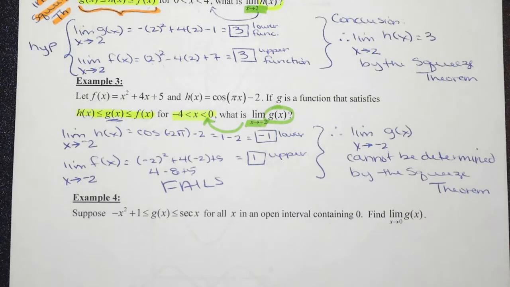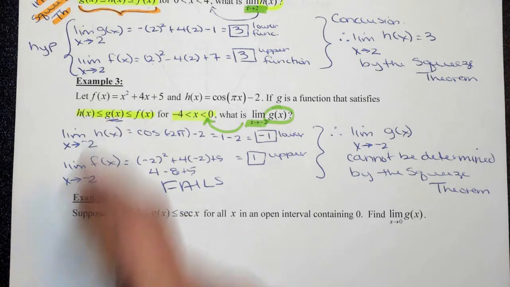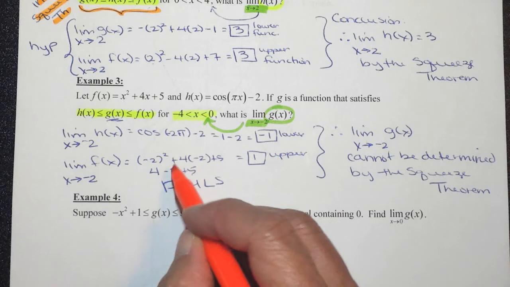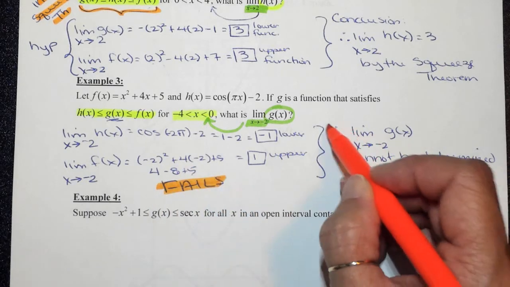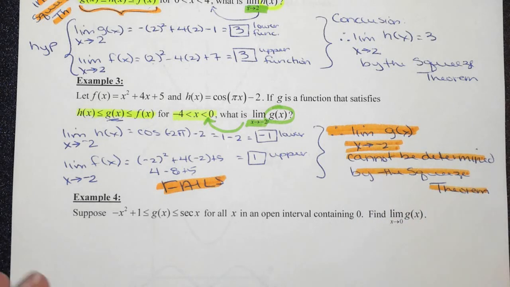Okay, so what they said was that the g of x function fell between h of x and f of x. Unfortunately, what that means, though, based on my test, is that just because g of x is in the middle, it doesn't mean that you can use the squeeze theorem to determine what the limit is. Your upper and your lower functions have to approach the same value when you're evaluating the limit.